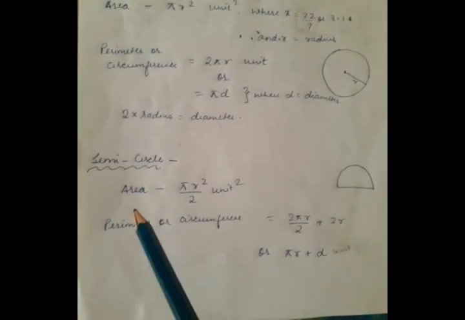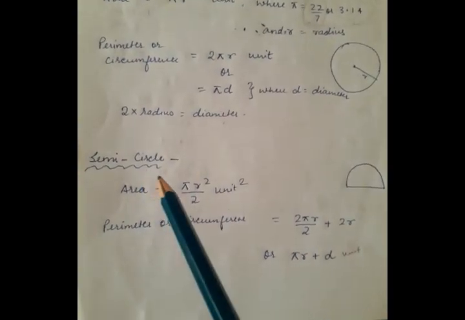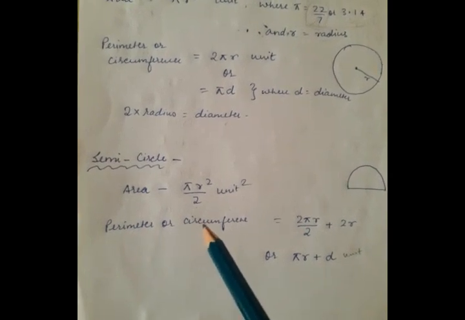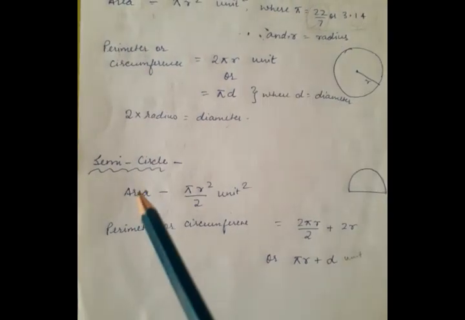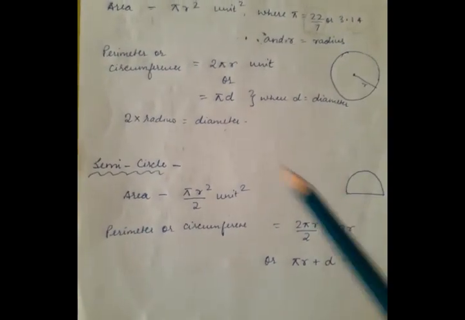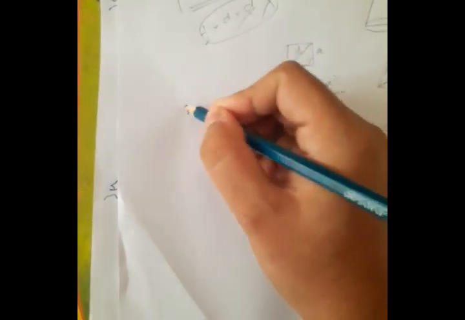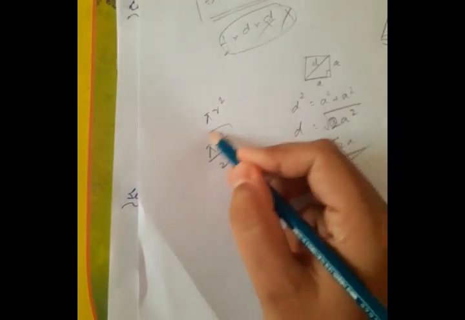Now move on to the next topic, that is semicircle. Semicircle is a somewhat confusing one, especially in finding the perimeter and circumference. Students used to get confused about this. The area: semi means half, and the area of the circle is pi r square. The area of a circle is pi r square, and for half the circle, the area of the semicircle will be pi r square by 2. So this is very simple.